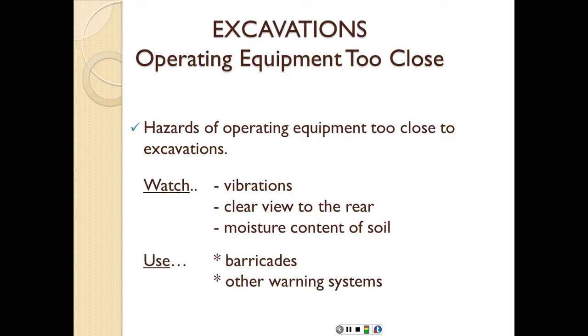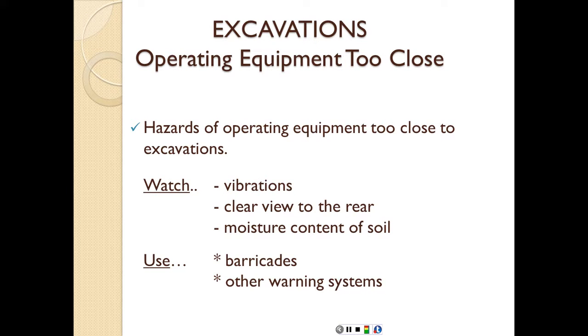Operating equipment too close. Hazard of operating equipment too close to excavations. You have to watch for vibrations. Clear view to the rear, especially if that equipment is backing up. So if it's backing up, you must have someone, a monitor, or you must have some mirrors or any way to know whether you're too close to the edge of the excavation or not. And the moisture content of the soil, again, that can change the characteristics of the soil, making it more collapsible.